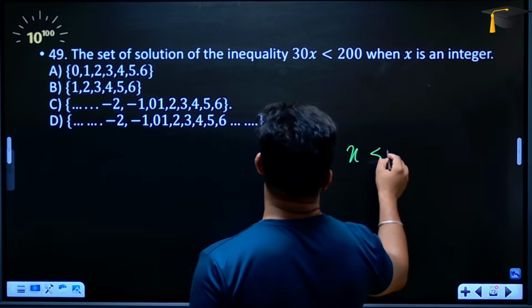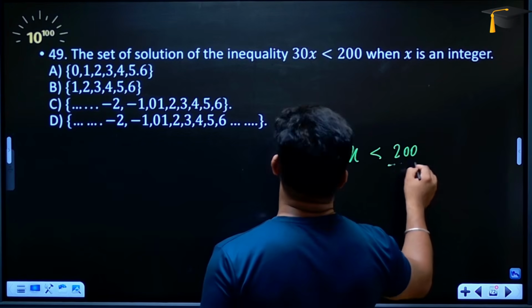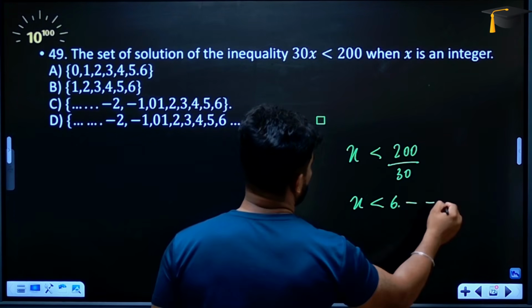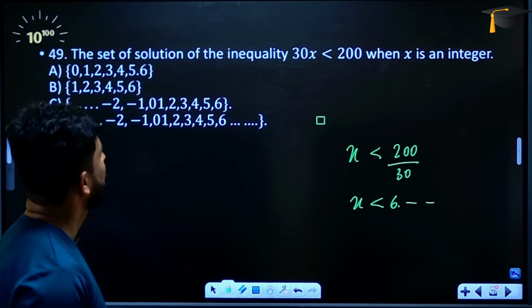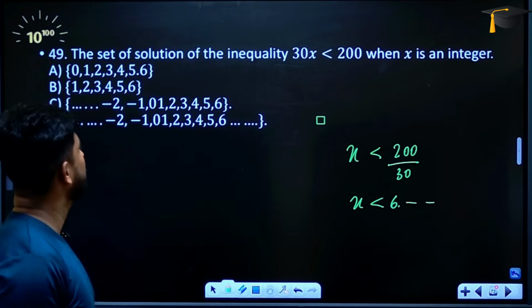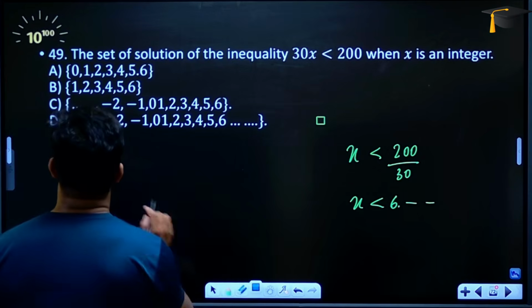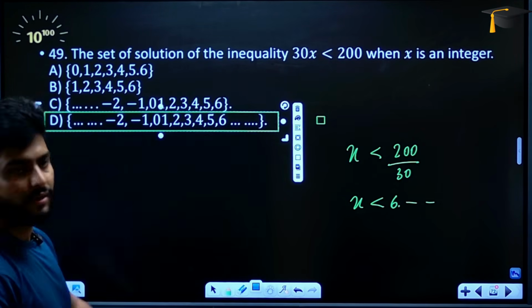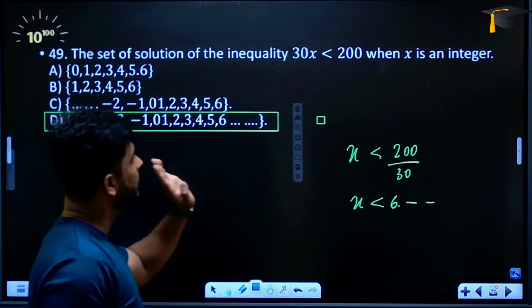Next, the set of solutions of the equation x less than or equal to 200 by 30. So 180 and 6. So x less than 6 point something. Since it is an integer, x less than integer. So since it is an integer, option D is the right answer. If it was a natural number, it would have been option B. Now it is integer. So option D is the right answer.